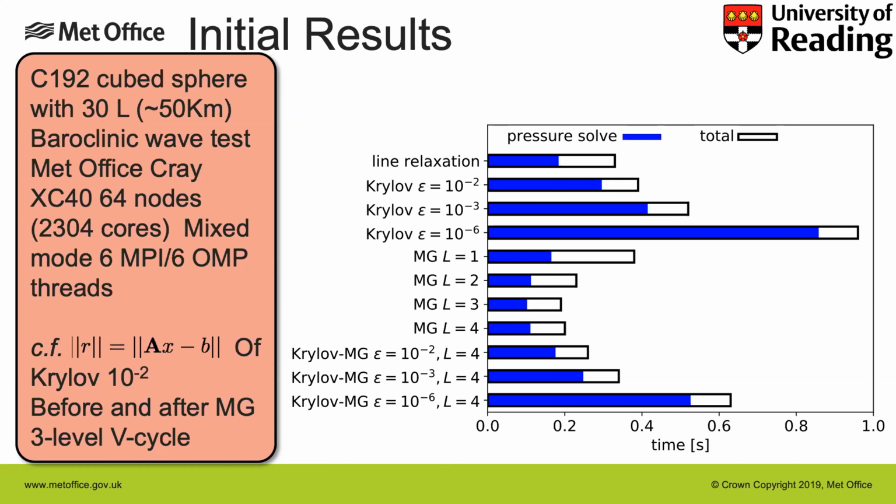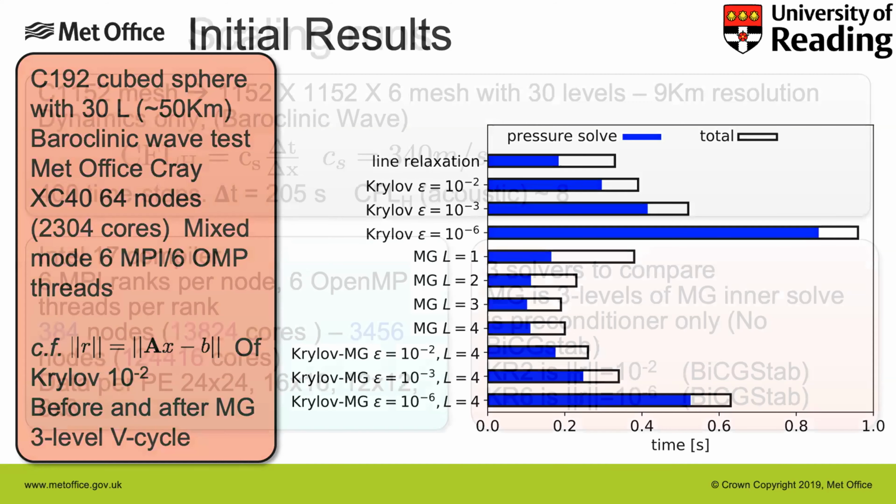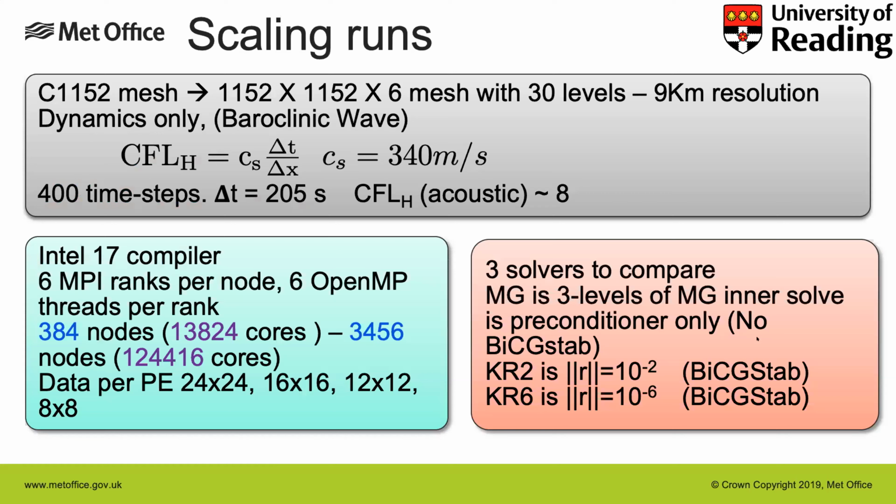So we're going to do the scaling runs and compare the following solvers. We're going to look at 3 solvers: multigrid with 3 levels, with multigrid for the inner solve as a preconditioner only, with no BiCGStab. So we just take the result of the multigrid preconditioner, and that will be our answer for that inner solve. We'll compare that to 10 to the minus 2 BiCGStab, and we'll compare also that to 10 to the minus 6, a much more accurate solve using BiCGStab.